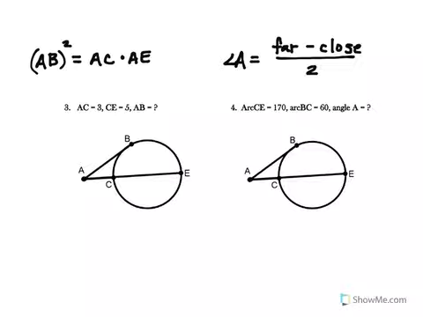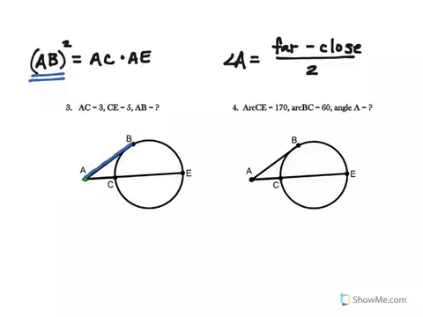So the formula that we have says that the length of the tangent squared, so this length AB squared, is equal to the product of the initial segment from A to C, that distance, times the length of the whole from A to E.